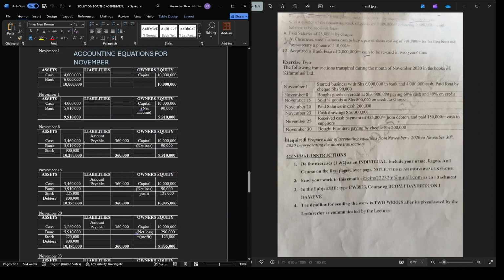amount, and what remains is the 0.4, which is 360,000. 40% is 0.4, which is 360,000. So that one, you put it under amount payable, the 40% on credit. Yeah, that means you will pay that amount. Amount payable is this one.